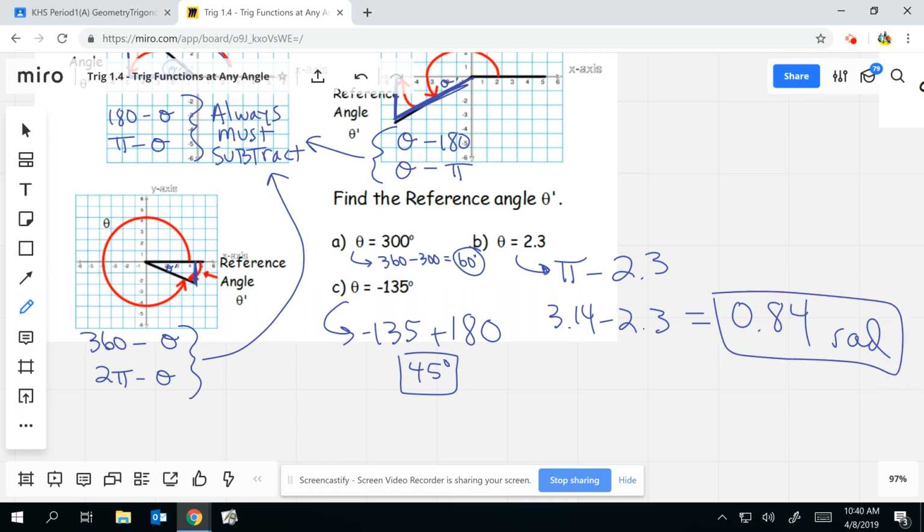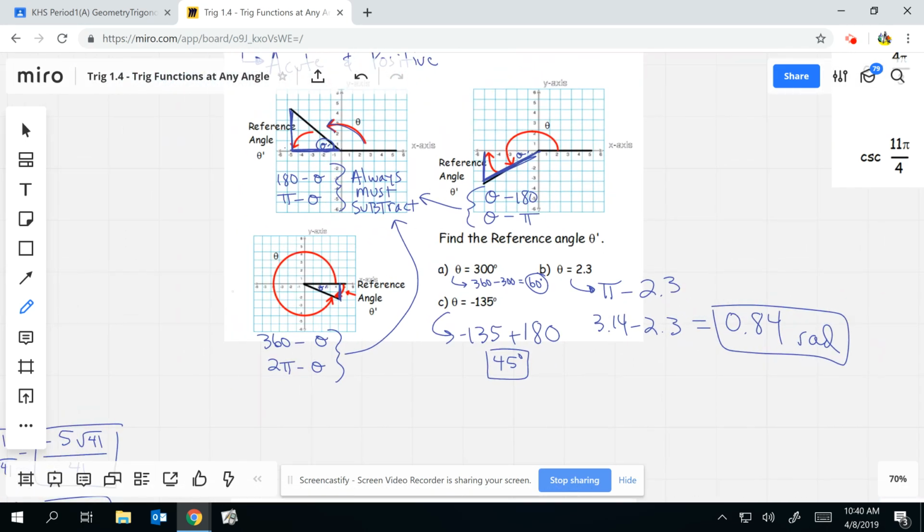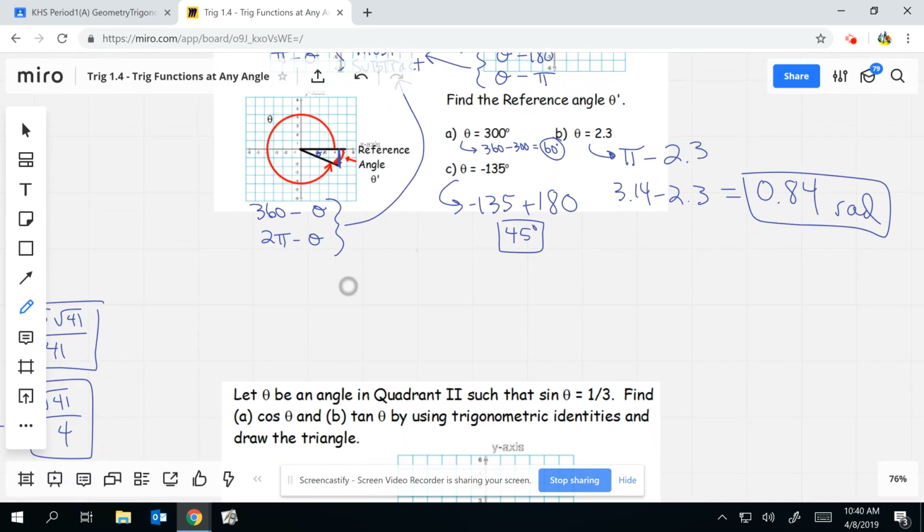Okay, so it's positive, it's acute. It's got to be positive, it's got to be acute. You must subtract to get it. If you don't subtract, it won't work. If you add, it's going to be obtuse, and it's not going to work. So it's got to be acute, got to be positive. You must subtract to get reference angles.